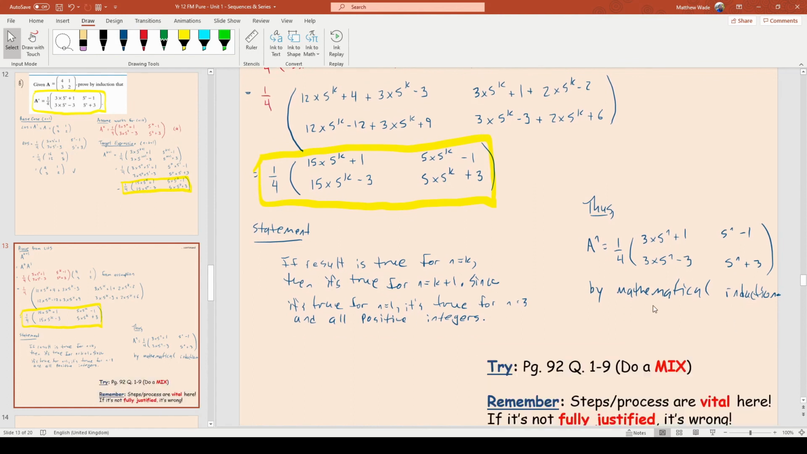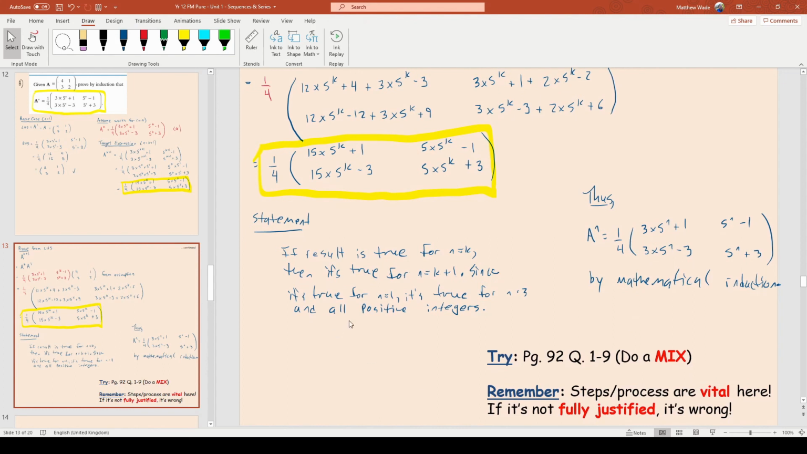So, for the rest of the lesson, page 92, questions 1 to 9, do a mix. This does finish the induction unit, but next lesson I'm going to give you a whole practice lesson, okay? So I'll go inside, see if I can find you some different unique work, and then you can just practice proof by induction, because it's a really good skill and it's fun to do.